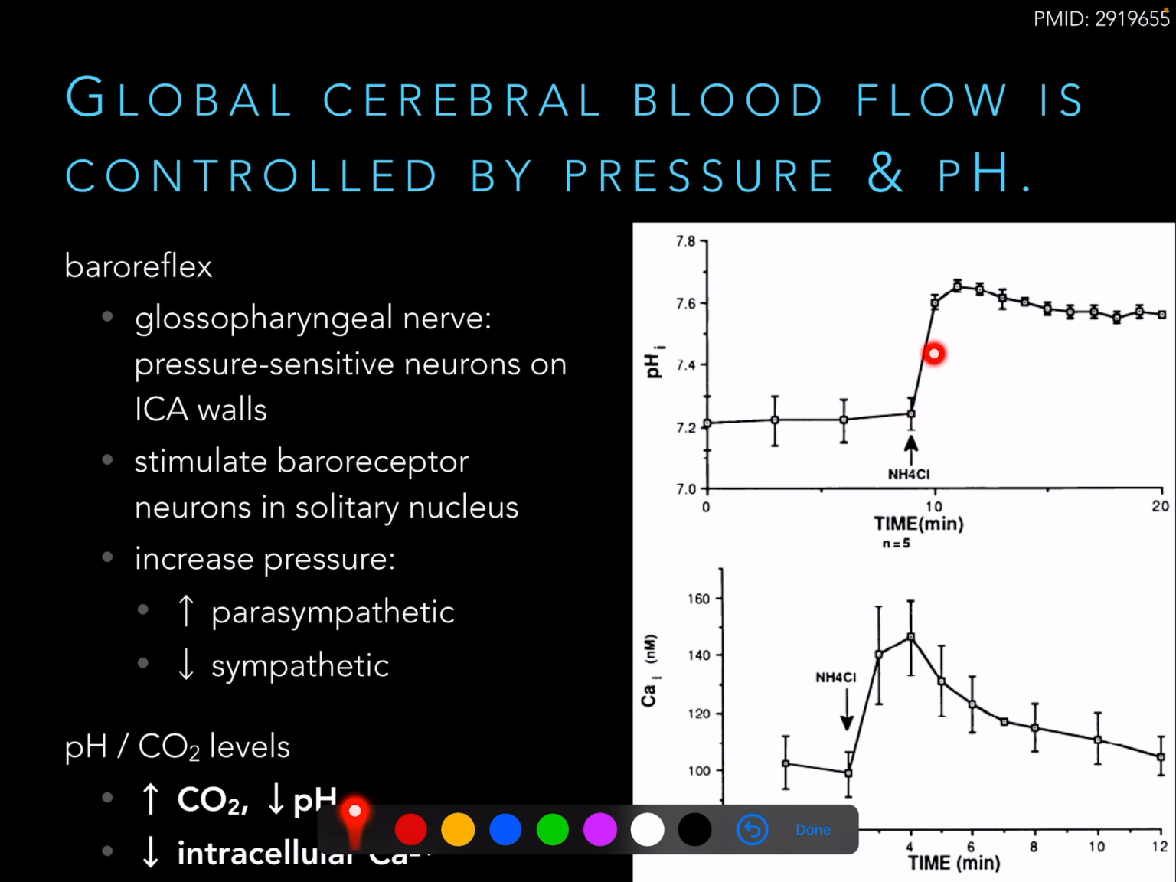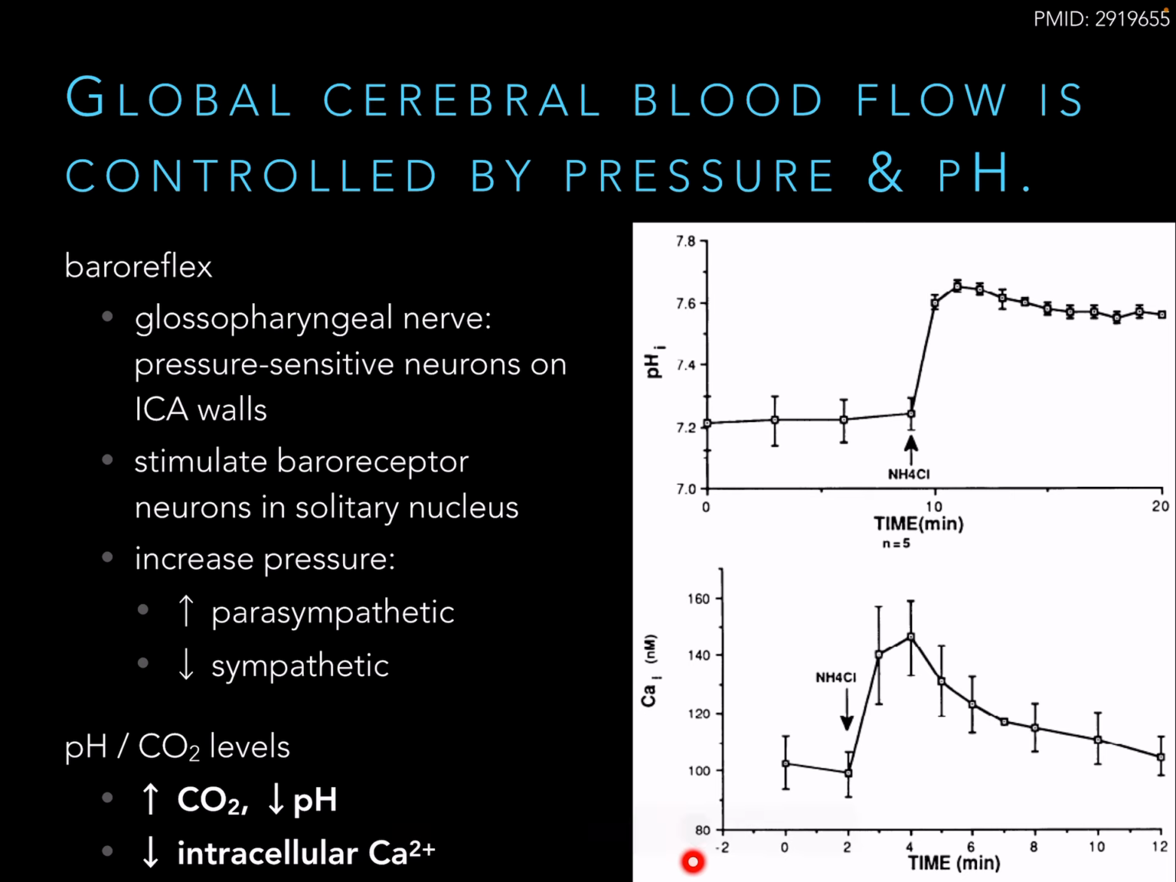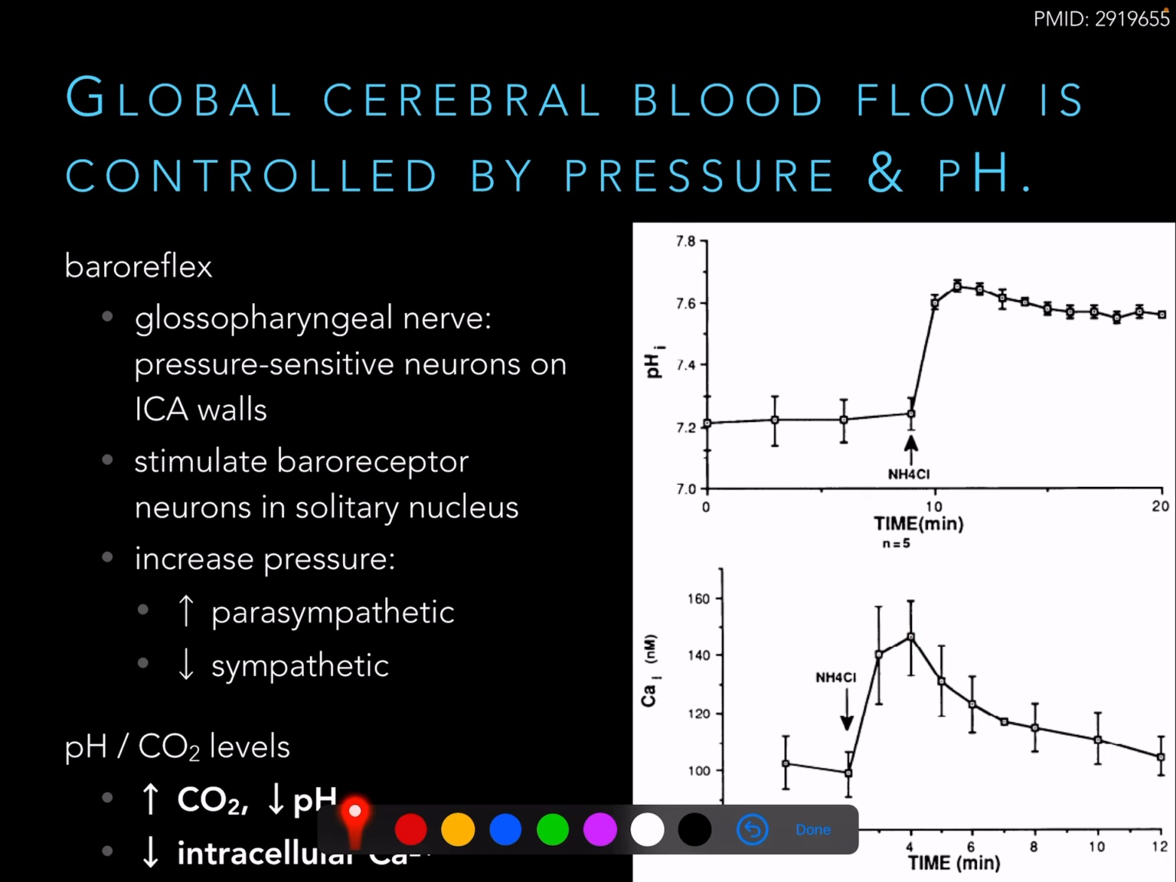That's just allowing us to then interpret the real figure that matters, the one on the bottom. So we're going over time. At about 2 minutes, they dump on some ammonium chloride, which raises the pH. And notice that increases the amount of intracellular calcium. That's what's shown on the y-axis. Intracellular calcium causes constriction.